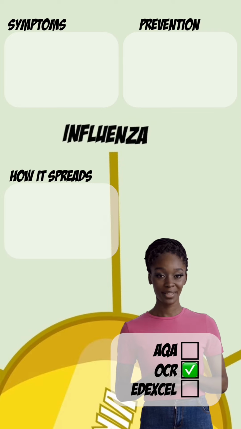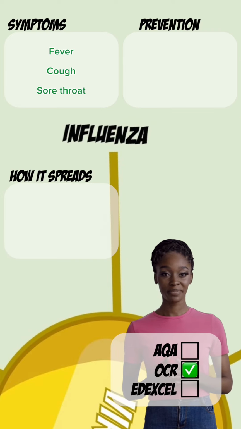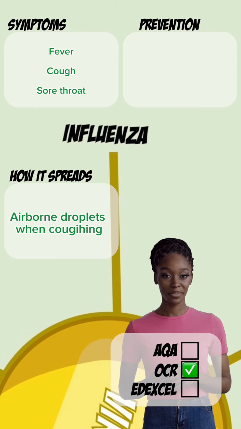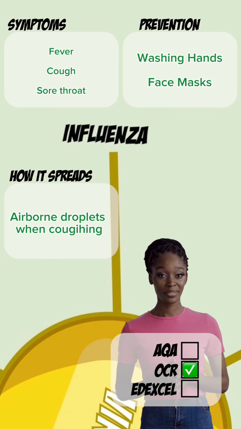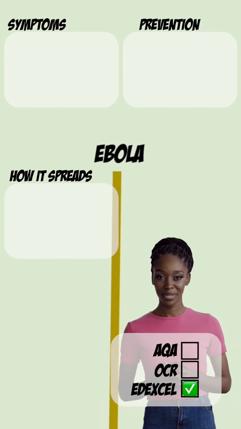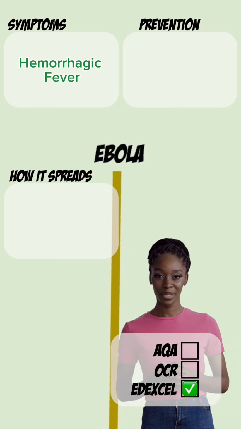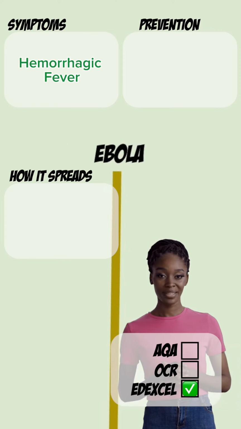Influenza, or the flu, is another viral disease with symptoms such as fever, cough, and sore throat. It's transmitted through respiratory droplets and can be prevented by practicing good hygiene, such as washing hands regularly and by wearing face masks. Ebola is a severe viral disease causing hemorrhagic fever, which is fever with bleeding.